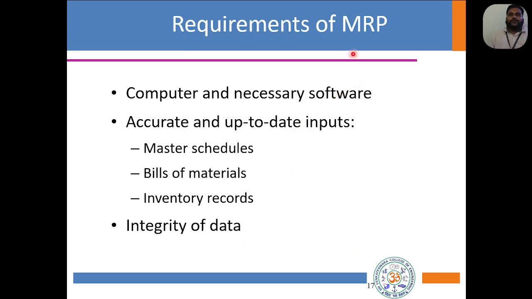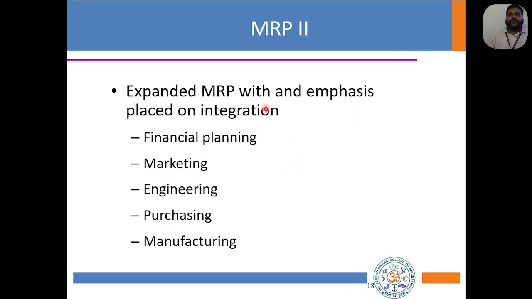So what are the requirements of MRP? The basic requirements are computer and necessary software, accurate and up-to-date inputs, master schedules, bill of materials, and inventory records. The integrity of the data is most important. Following that, the expanded MRP with emphasis placed on integration of financial planning, marketing, engineering, purchasing and manufacturing is the second phase, MRP2, the upgraded part.